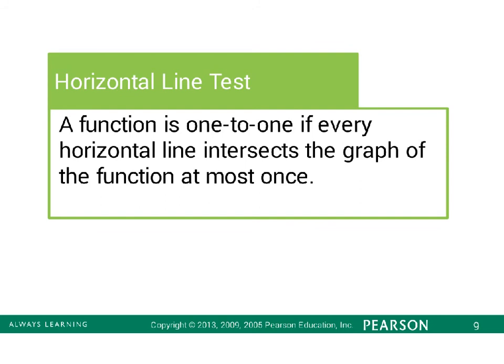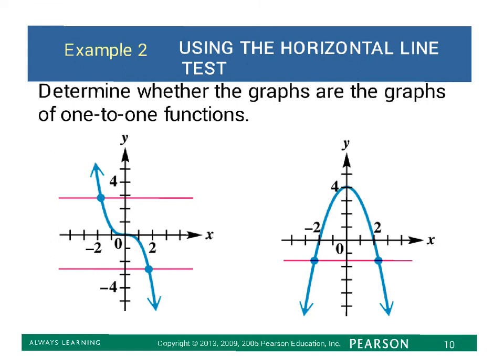So here's the horizontal line test. A function is 1-to-1 if every horizontal line intersects the graph of the function at most once. So no more than one time. All right, it says determine whether the graphs are the graphs of 1-to-1 functions.